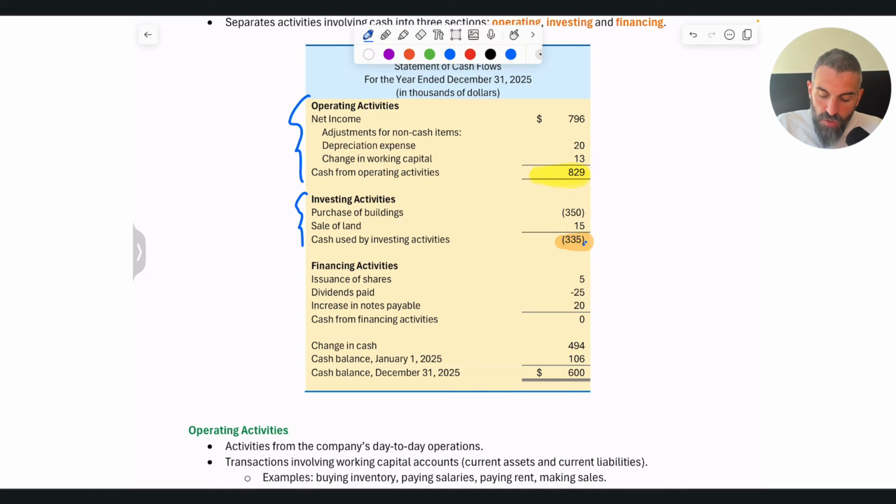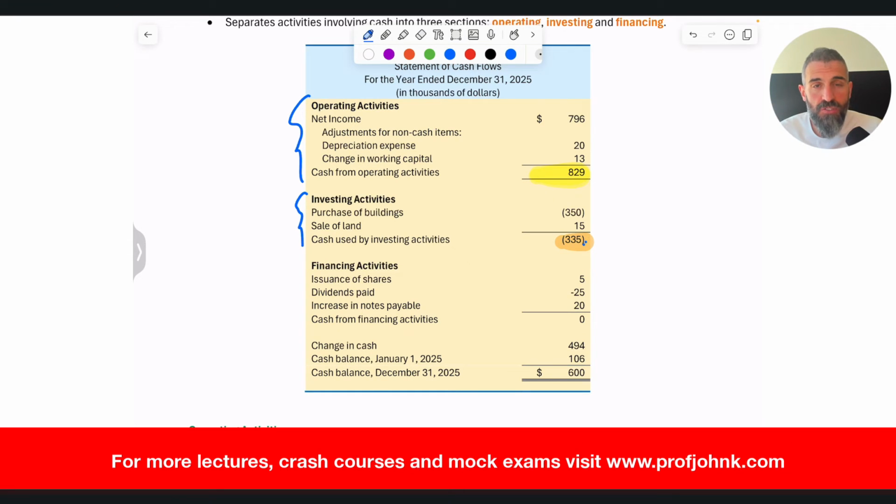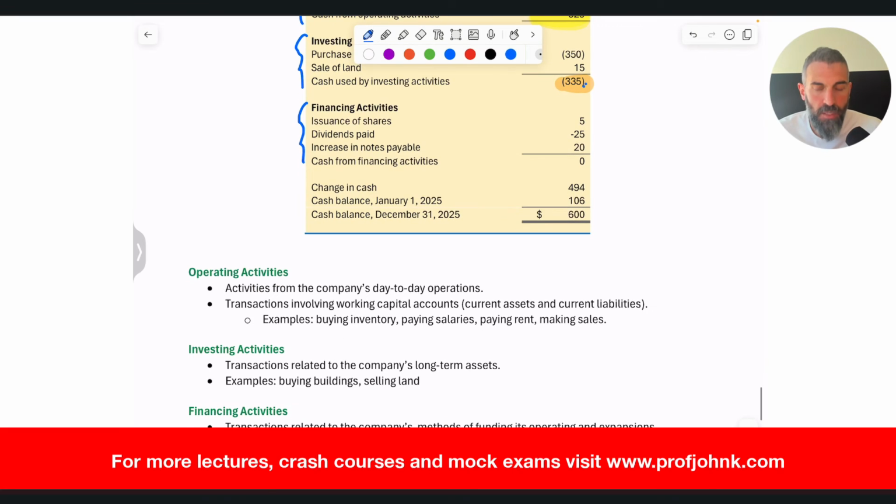Here it's negative, which means specifically in the investing activities, we had a net outflow of $335,000 in cash. We spent $335,000 more than we received. And it's not bad, right, to be negative here. It just means you invested a lot of money.